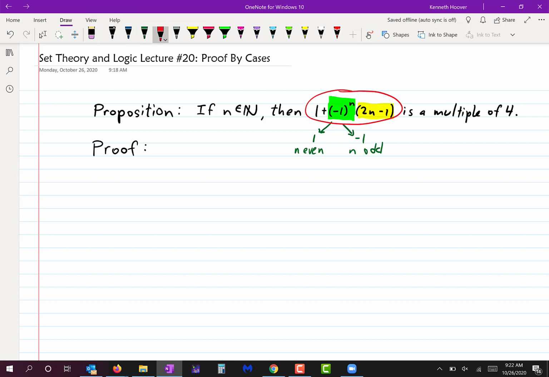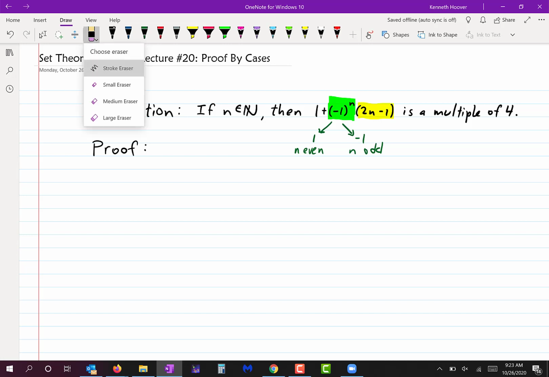Because they probably will look very different. I mean, if you can do both of those at once, then even better, more power to you. But they will probably look very different, because in one case, this will be 1, and in another case, it'll be negative 1. So they probably look very different, and that's why I'm going to think about doing them separately. Okay, and that's what we call a proof by cases.